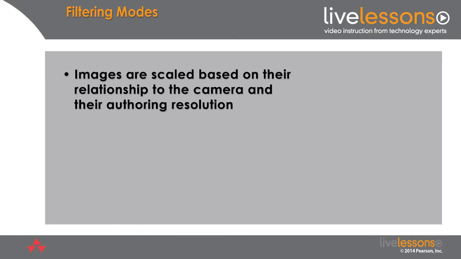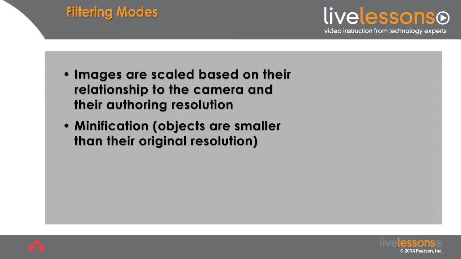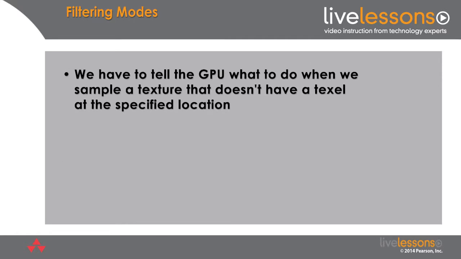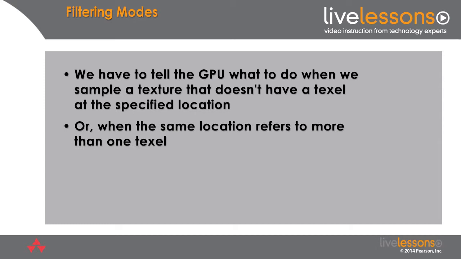What happens when the image is magnified based on its relationship with the camera and its authoring resolution? Your camera is going to be positioned either to the point where it's minified, it's smaller than the original resolution of the texture, or where it's magnified. That's called magnification and minification. So what we have to do is tell the GPU, when we say, this is the color of a pixel, sample that, and it's magnified and zoomed into that texture to where the texture doesn't have an actual texel at that position. What happens? Or conversely, when the same pixel is actually covering multiple texels, what do we do? And filtering is the way that we address that in OpenGL.